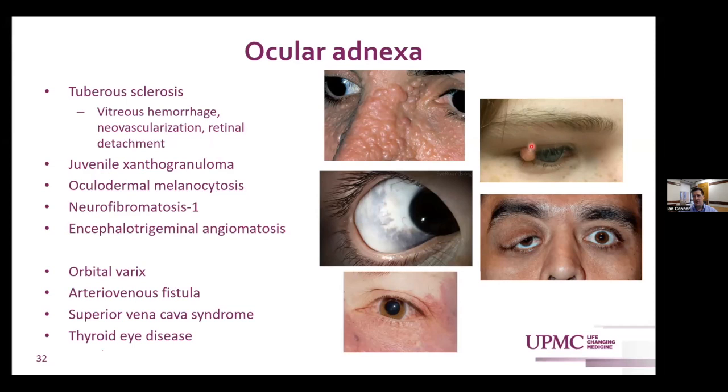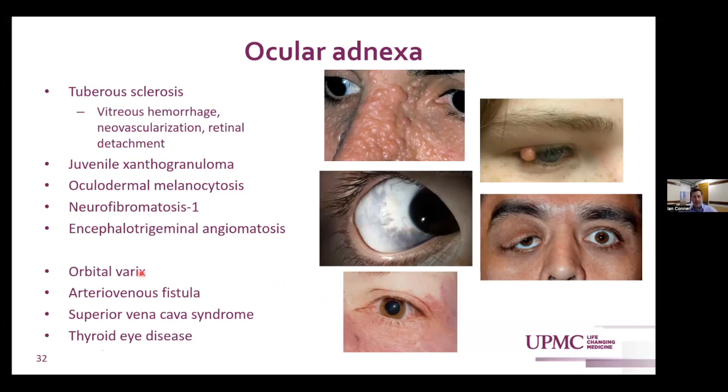Juvenile xanthogranuloma can occur on the eyelid or on the surface of the eye. Oculodermal melanocytosis, also known as the nevus of Ota, can predispose to glaucoma. Neurofibromatosis, you see the S-shaped eyelid deformity. And encephalotrigeminal angiomatosis, which is a big way of saying Sturge-Weber, what we used to call Sturge-Weber syndrome, leads to elevated intraocular pressure.